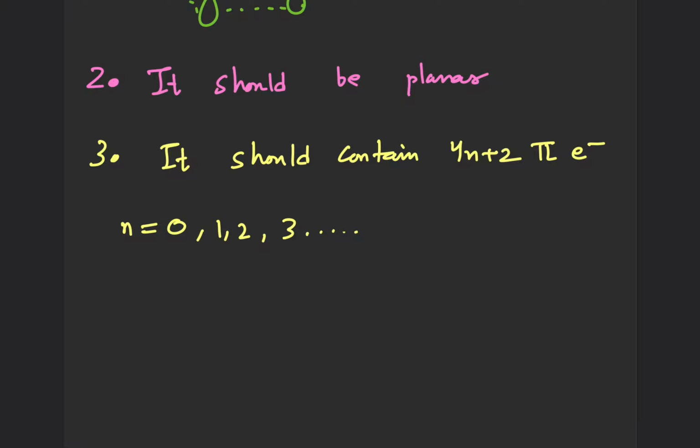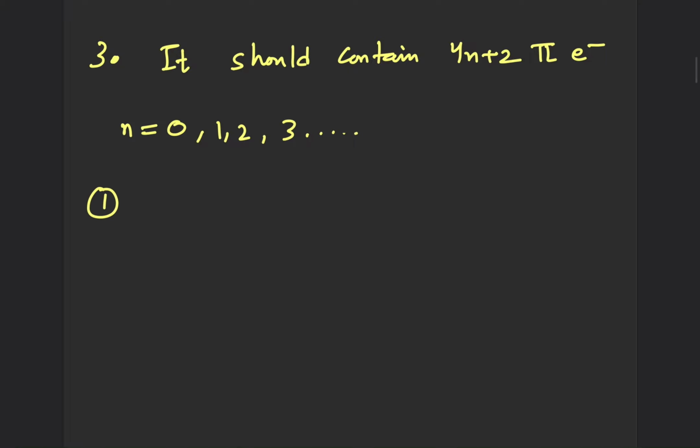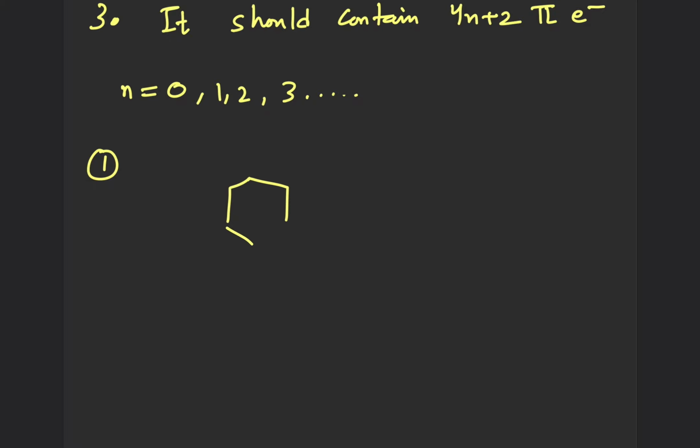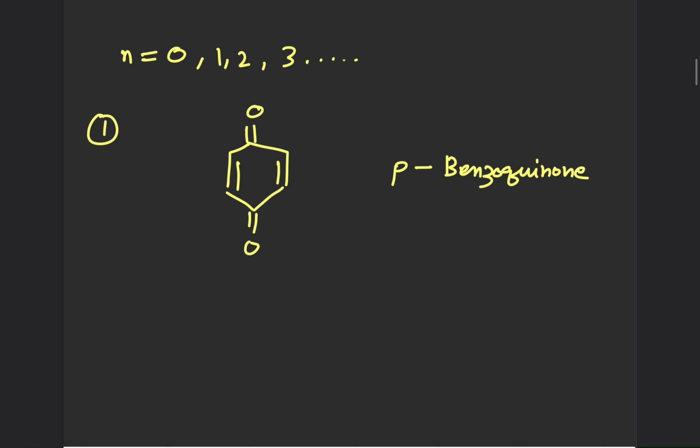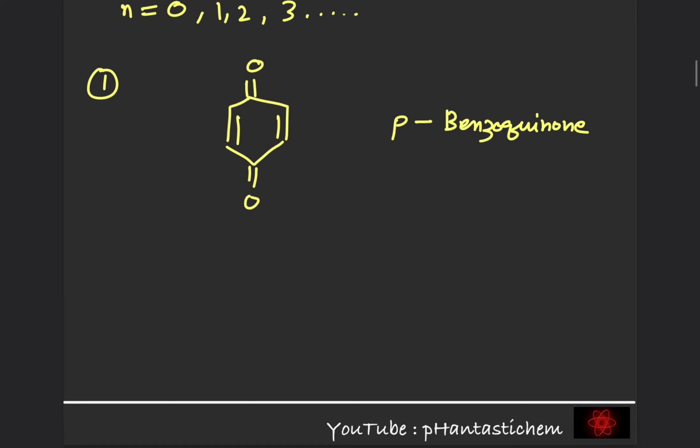Okay, so now looking at the species or the compounds given to us in the question, the first one is this. So this is known as p or para benzoquinone. Okay, so important information regarding Huckel's rule is that Huckel's rule applies to cyclic systems where all of the p orbitals and electrons are contained within the ring. Very important.